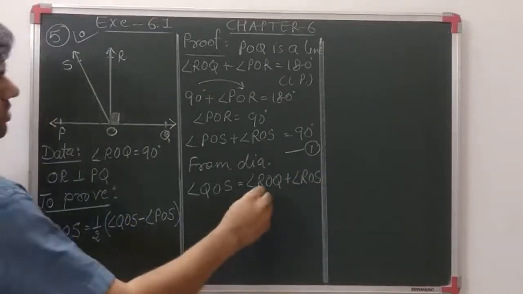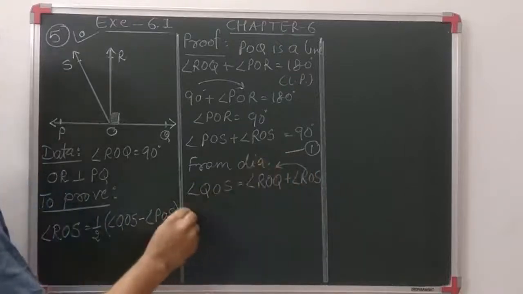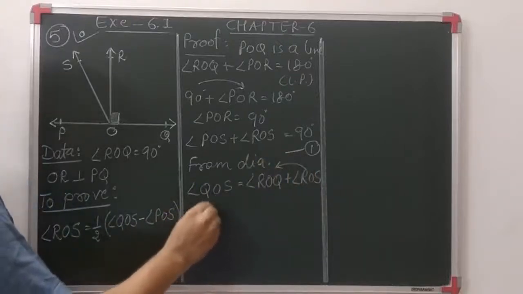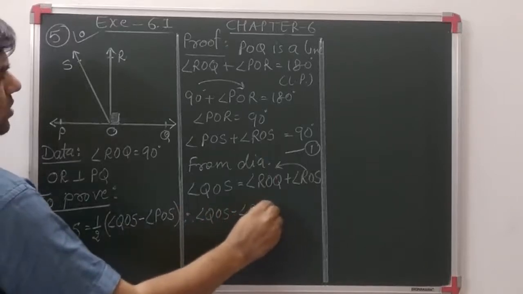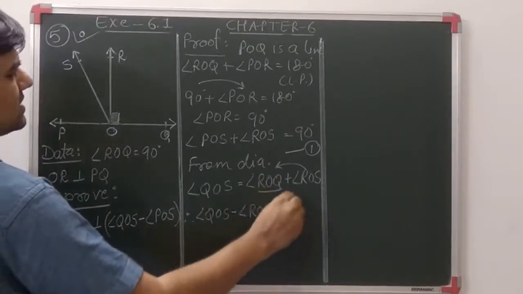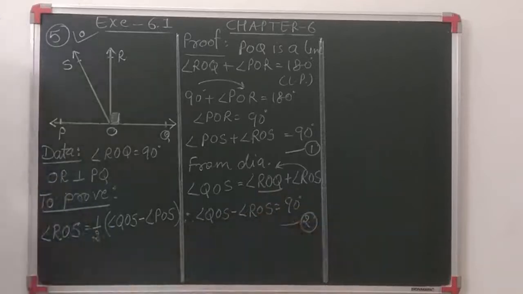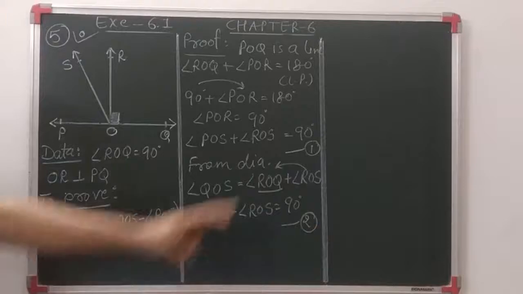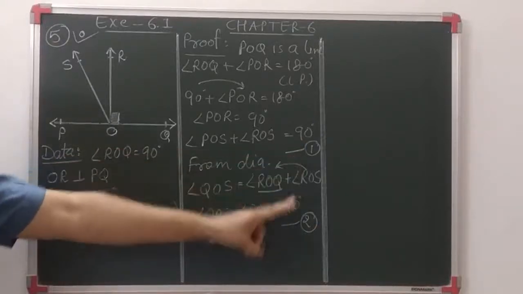But remember, ROQ is 90 degree. So I'll take this angle to the left hand side. So we will obtain QOS minus ROS is equals to this value, which is equals to 90 degree. I'll give this as an equation number 2. Now look at the second equation and the first equation. They both have the values 90 degree.